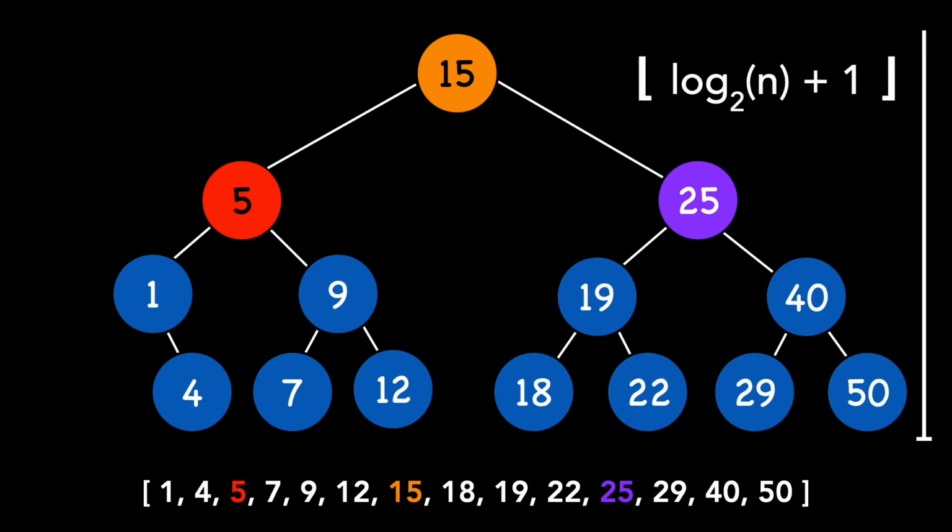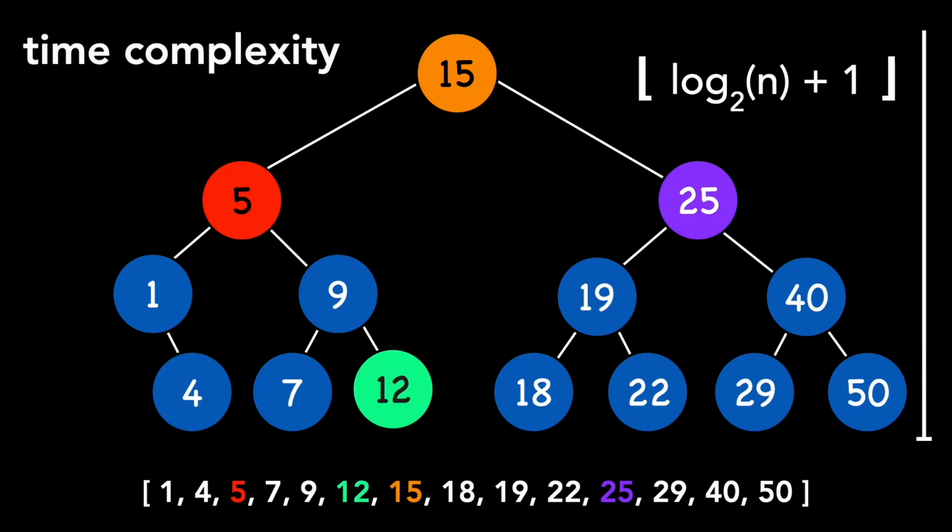Each progression through the while loop, we descend one level down the tree, and worst case, we may need to go to the deepest level, as we did in our example. As a result, we can say the time complexity of binary search is big O of log n.